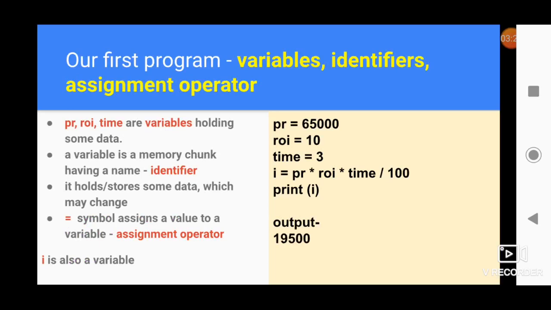First of all, as we said, every program generally processes some data. So the data in this program is the principal amount, the rate of interest, and the time period for which the interest is to be calculated. Now, to handle these data, we are using 3 variables, which are PR, ROI, and time. Okay, you can see these 3 words in your program: PR, ROI, and time. Actually, these three words represent the three variables of your program.